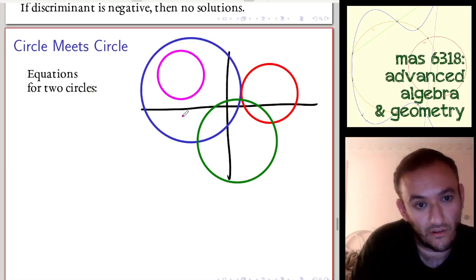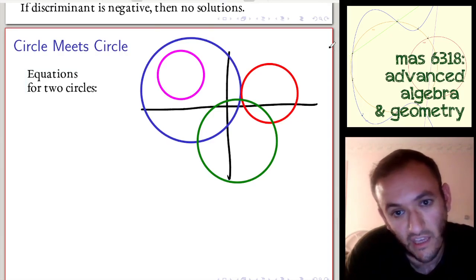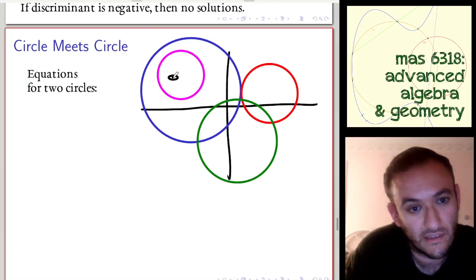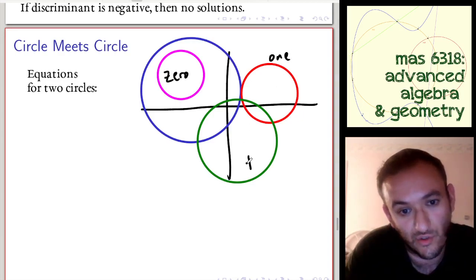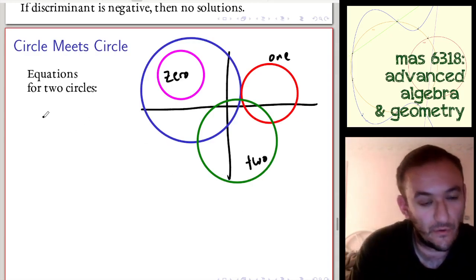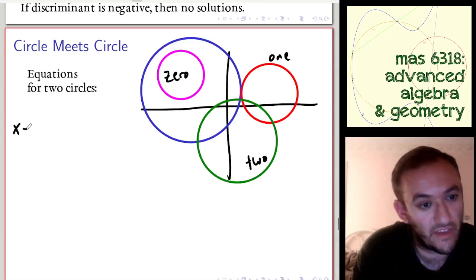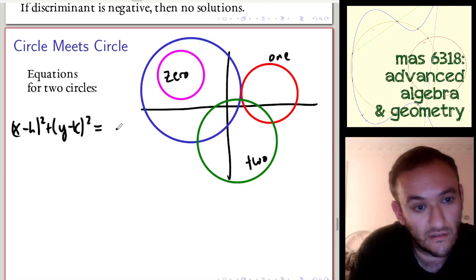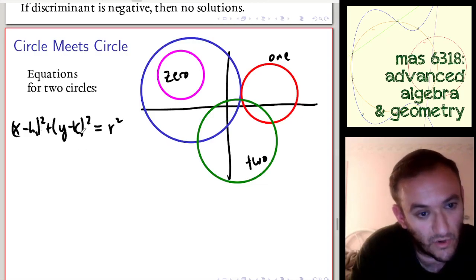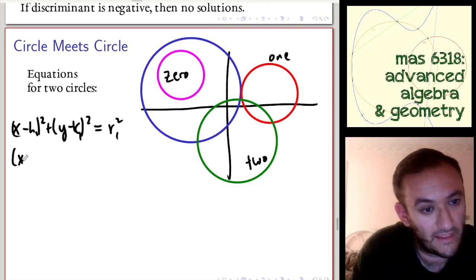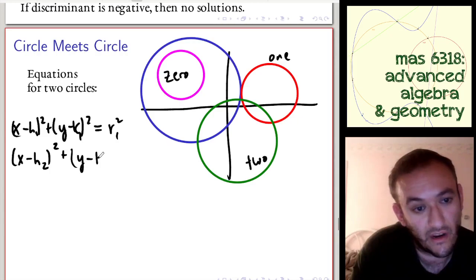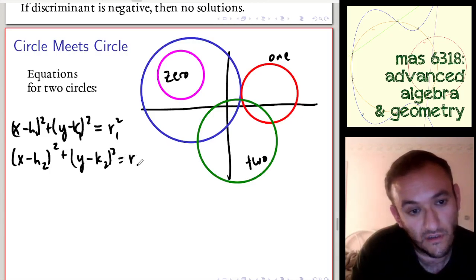And I'm going to write down that we're making note of the fact that we have 0 points of intersection here, 1 point here, and 2 points here. Okay, so when we take the equations for 2 circles, we have x minus h squared plus y minus k squared equals r squared. And let's make this h1, k1, and r1. And then the second one will give you x minus h2 squared plus y minus k2 squared equals r2 squared.